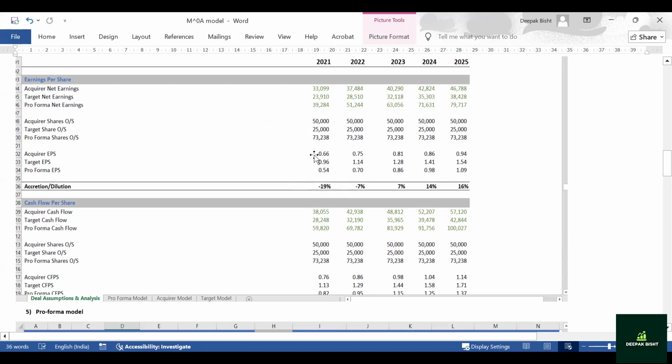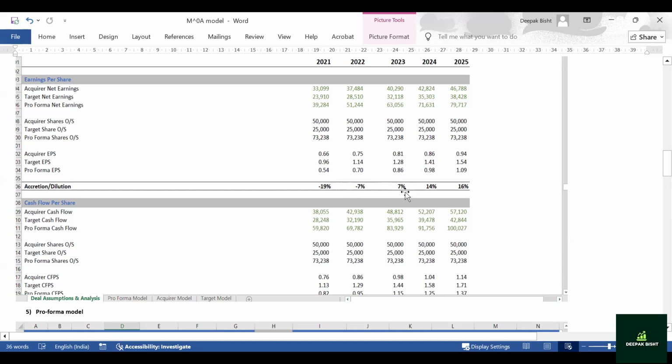The acquirer's earnings per share previously was 0.66. And after the merger and acquisition, the acquirer's EPS has fallen to 0.54, which shows a 19% decrease, or a 19% dilution. Here, again, the acquirer's EPS is 0.75 and the pro forma EPS is 0.70. It is showing as -7%. But here, the acquirer's EPS is 0.81 and the pro forma EPS is 0.86. This is giving us an accretion in the earnings per share.